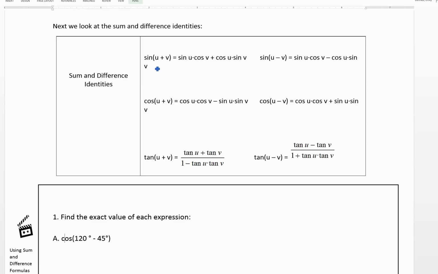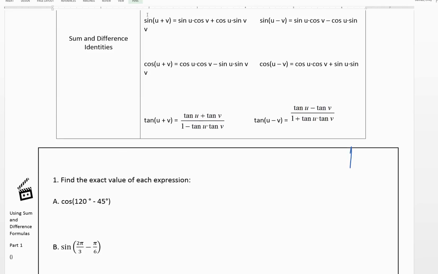So for example, sine of angle U plus angle V is equal to sine of U times cosine of V plus cosine of U sine of V. Sorry, this kind of got wrapped around, but sine of U minus V is sine of U cosine of V minus cosine of U sine of V. And so we have the sine formulas, cosine formulas, and tangent formulas. Before we use them to prove anything, we're actually going to use them to find some exact values.